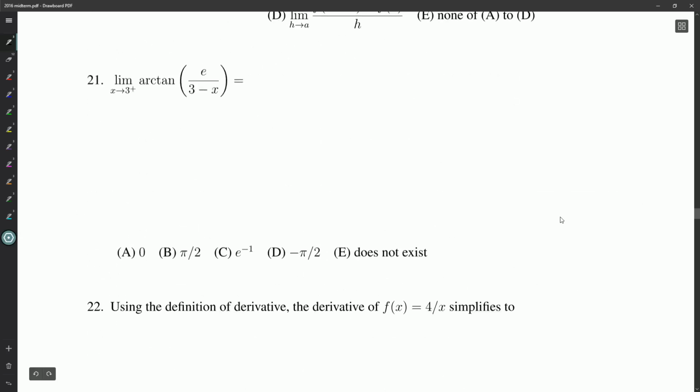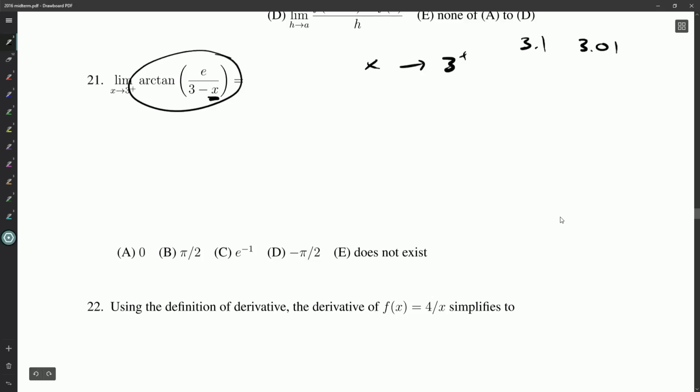Alright, so question 21, the limit as x goes to 3 from above of arctan of e over 3 minus x. This is one of those questions, I've done one or two in class, where you have to reason your way through it. x is approaching 3 from above, so values like 3.1 or 3.01. And then we slowly build up and try to figure out what this function is doing.